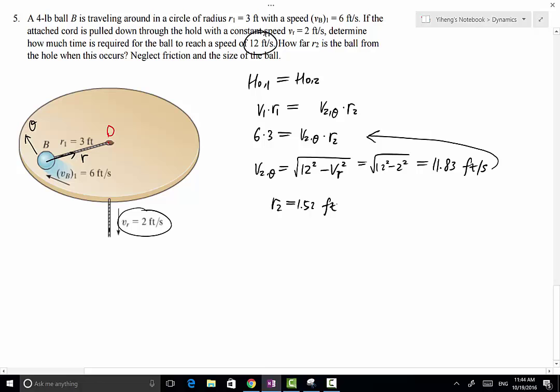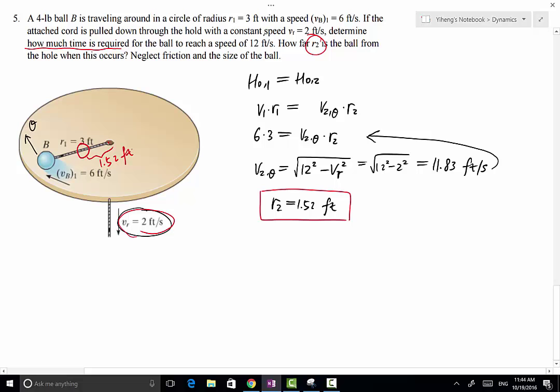Now, we actually solved for the second half of the problem first. Going back to the first half, it asks how much time is required for that to happen. Remember, once again, this is a constant speed of 2 feet per second pulling on the cord. So initially, r1 is 3 feet, and in the final state, r2 is only 1.52 feet.